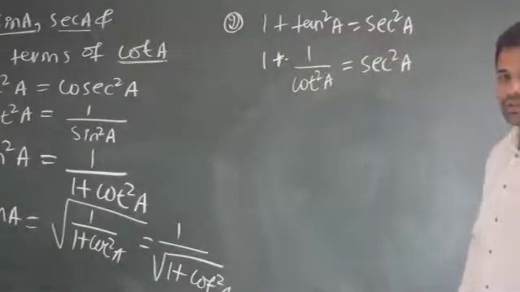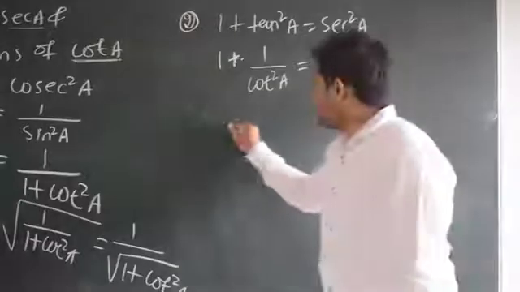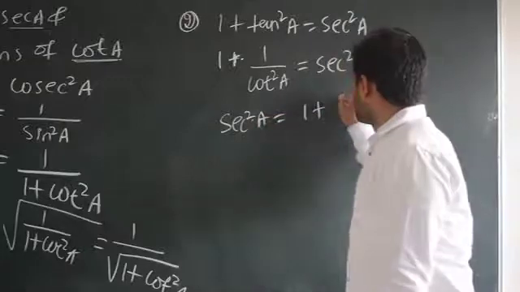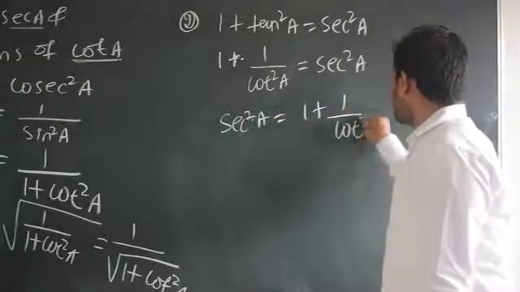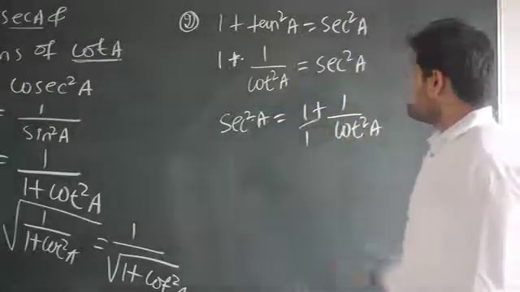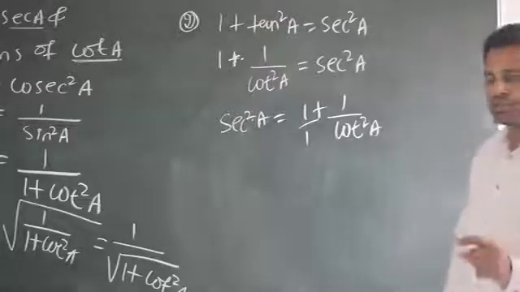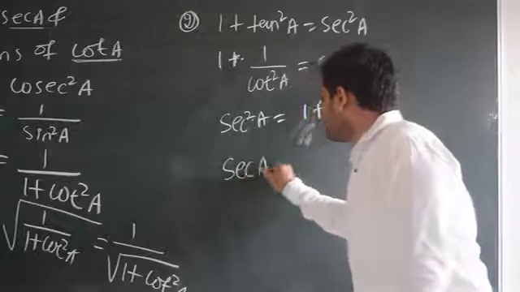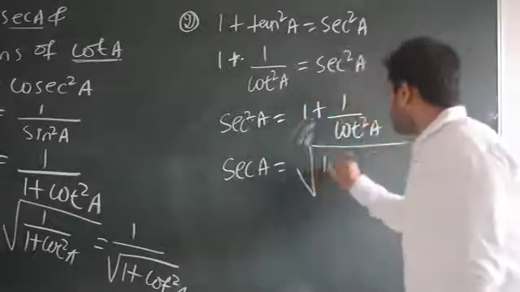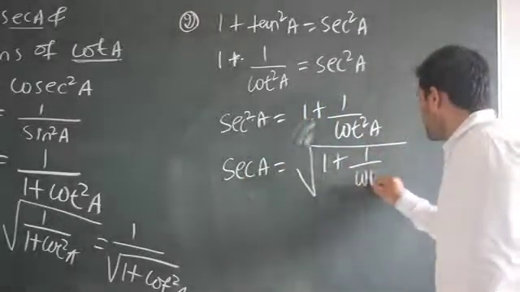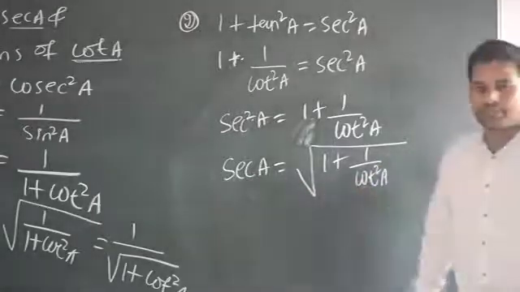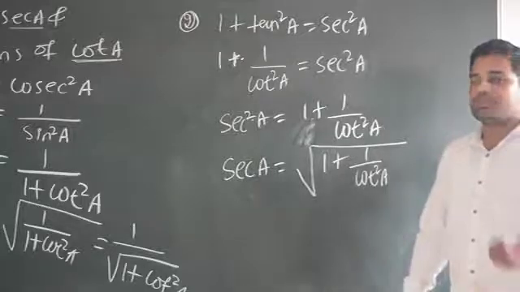Alright, are you getting what I am trying to say? Next, can I write it in reverse? Secant square A is equal to 1 plus 1 over cot square A. This is also fine. Now you can take the LCM and do other things also, but let us try to put it in a simpler form only. So secant A is equal to under root 1 plus 1 over cot square A. Done. So secant A in terms of cot A is also done. Are you understanding what I am trying to say?